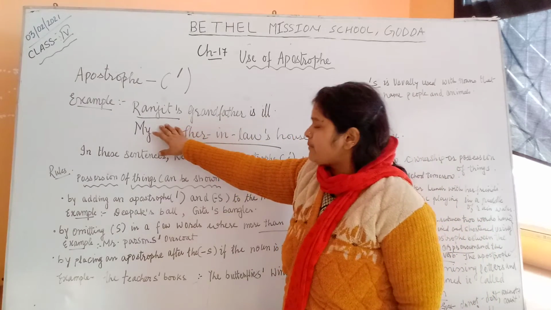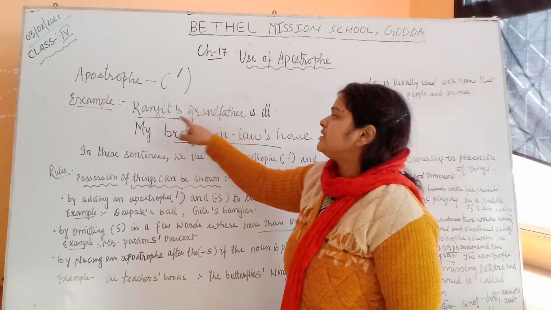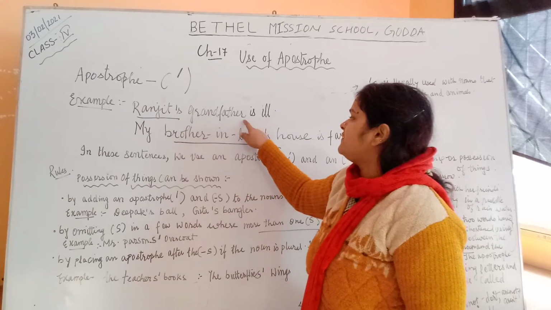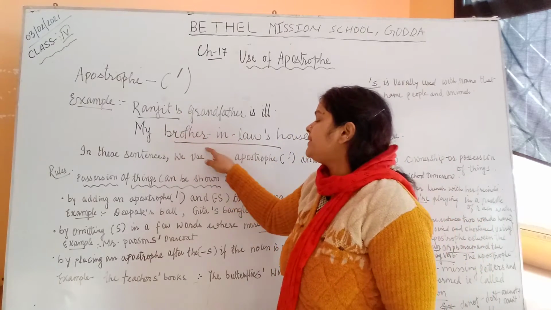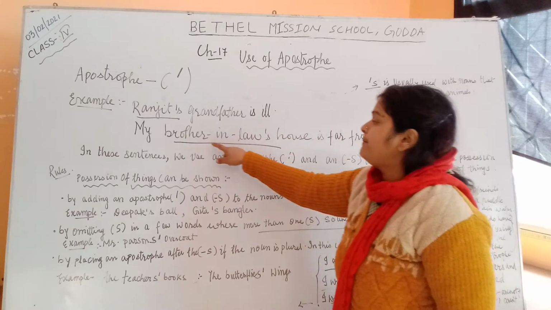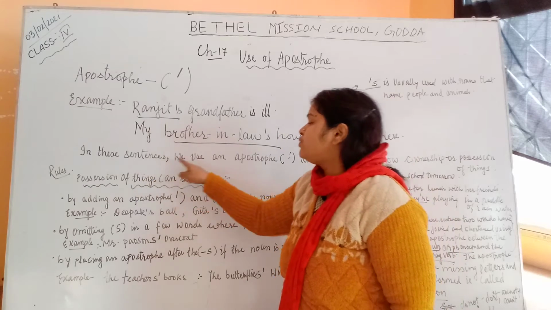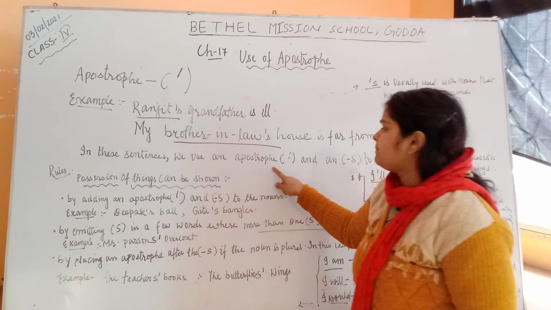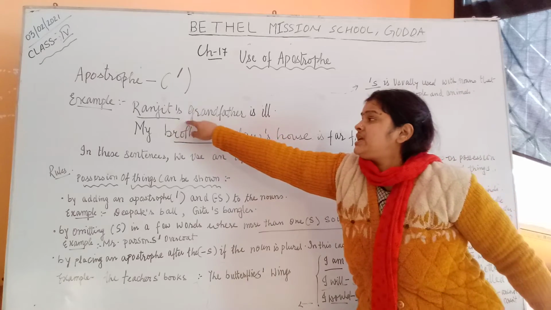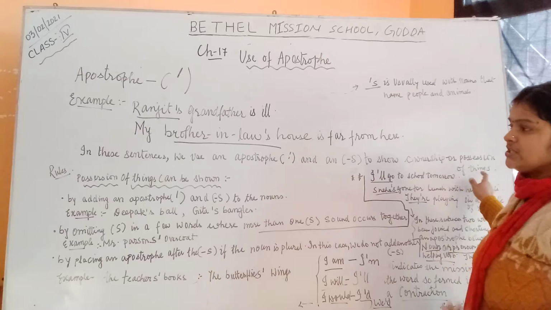Let's take some examples. Ranjit's grandfather is ill. Ranjit's, it is apostrophe S, then grandfather is ill. My brother-in-law's house is far from here. Brother-in-law apostrophe S. So in both these sentences we use an apostrophe mark and S, to show ownership or possession of things.